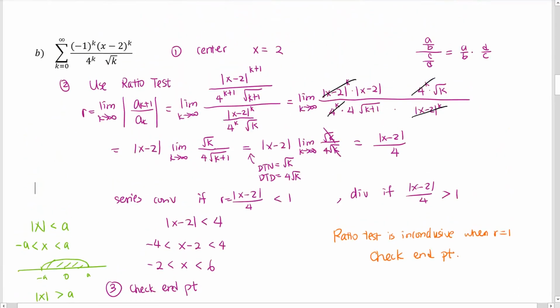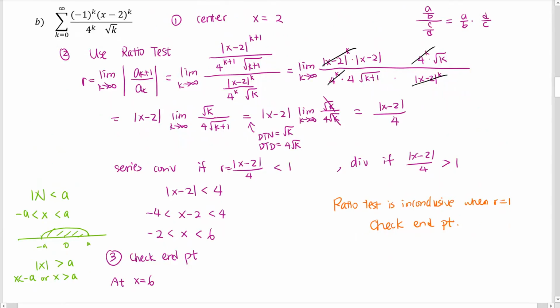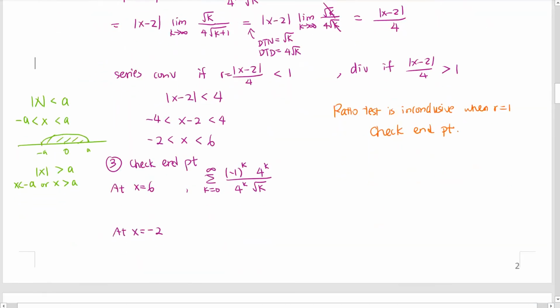Okay, so check 6. 6 means we plug 6 into our function, our series. So when we plug in 6, what happened? Six minus 2 is 4. So 4 to the k over 4 to the k square root of k. So far, so good, everybody? You can see I can cancel 4 to the k. Then I have minus 1 to the k over square root of k. Okay, so now what happened?